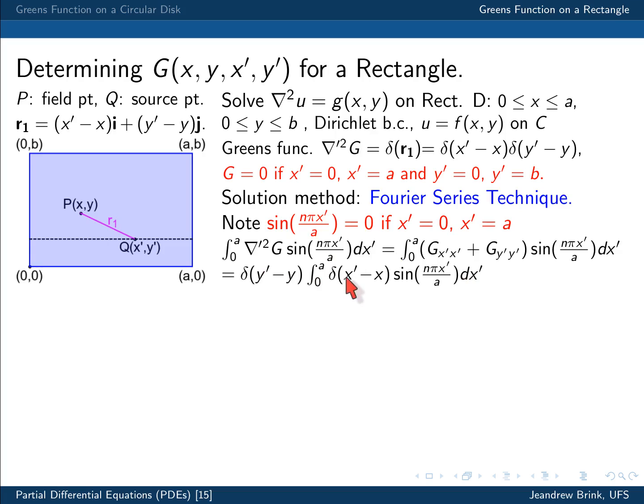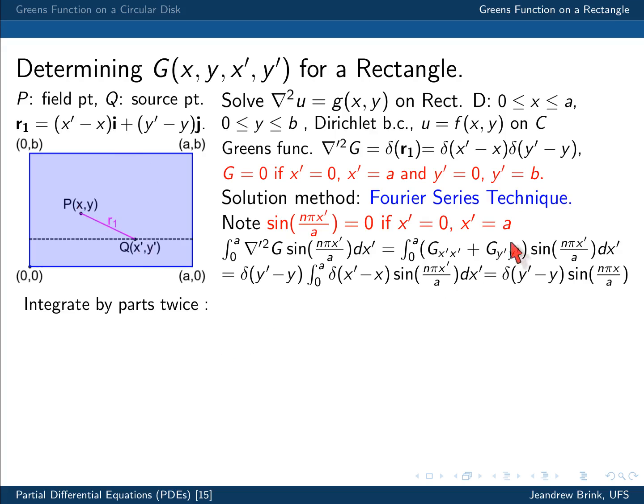And if you recall, the delta function convolved with any other function is simply the function evaluated at the point at which the argument of the delta function is 0, provided, of course, that your x lies between 0 and a. Okay, so this right-hand side then evaluates to the delta function of y prime minus y multiplied by sine n pi x over a, right? In other words, it becomes the sine not at x prime, which is related to your source point, but the sine of the function at x itself, at the field point.